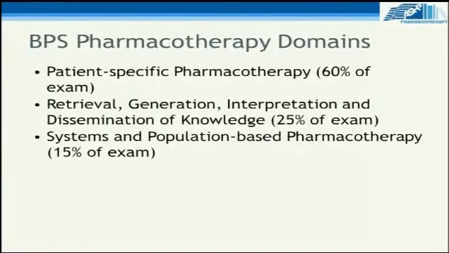BPS blueprint, this is high-level domains, and you need to go to the BPS site and actually pull down what the specifics are, the knowledge and skills that they're going to be testing you on. But patient-specific pharmacotherapy is 60% of the exam. That's generally what we call therapeutics, right? 25% of the exam is retrieval, generation, interpretation, and dissemination of knowledge, and that's the study design, study interpretation, statistical analysis, all those sorts of things. And then systems and population-based health or population pharmacotherapy is 15% of the exam.